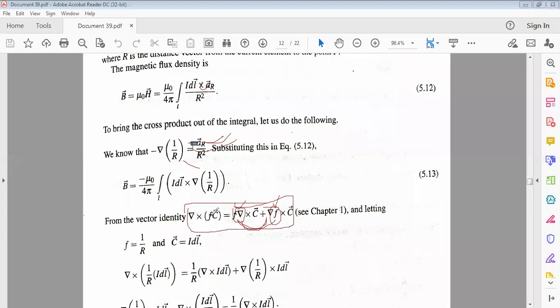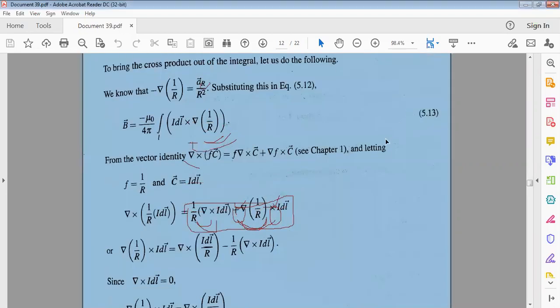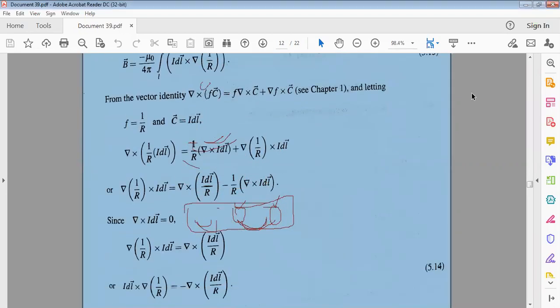Del cross fc equal to f into del, and del into f. Okay, f into del into f, into c bar. Similarly, f equal to 1 by r and c equal to ideal. We substitute the same here.